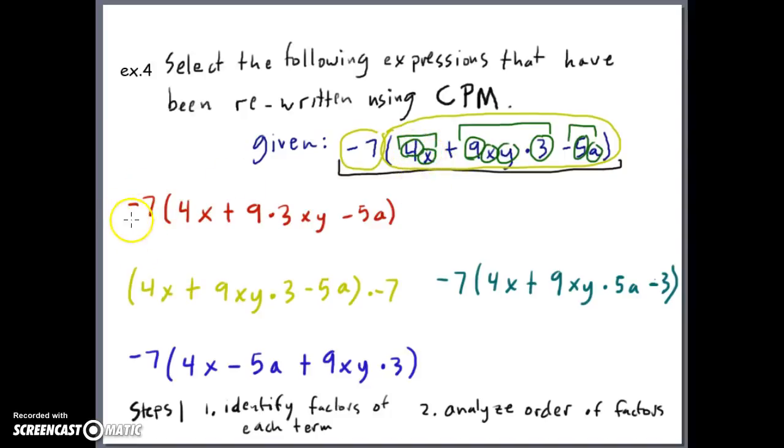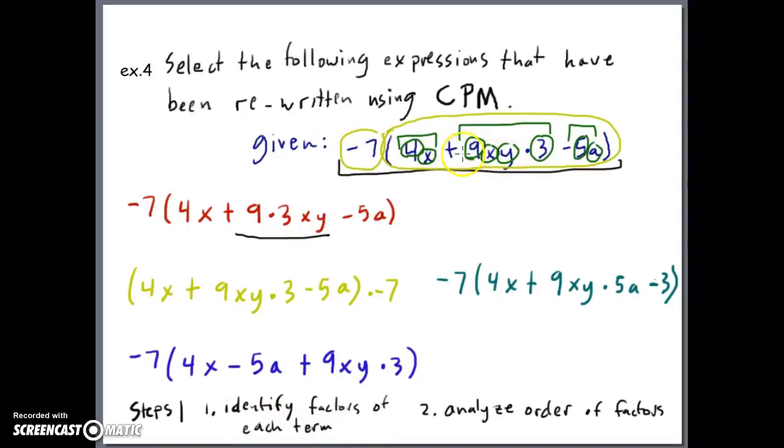So here we have our first factor, negative 7 times, now we're inside here, 4x plus 9 times 3 times x times y minus 5a. So you can see here the order is changed inside of the parentheses with this second term. The second term was 9xy times 3, and now it's 9 times 3 times x times y. So they've changed the order that the factors came in the second term.